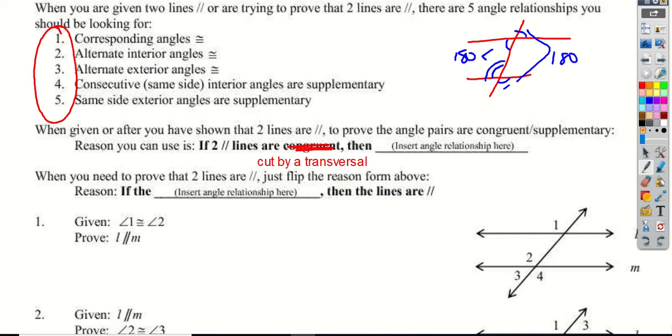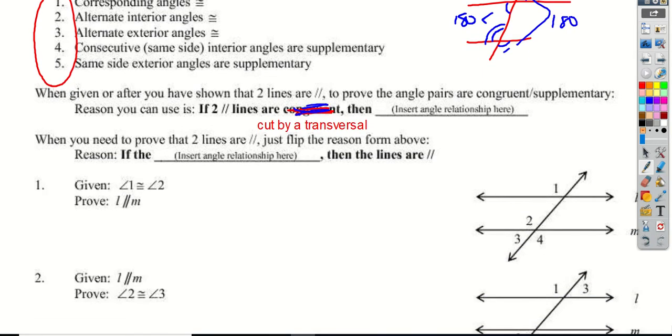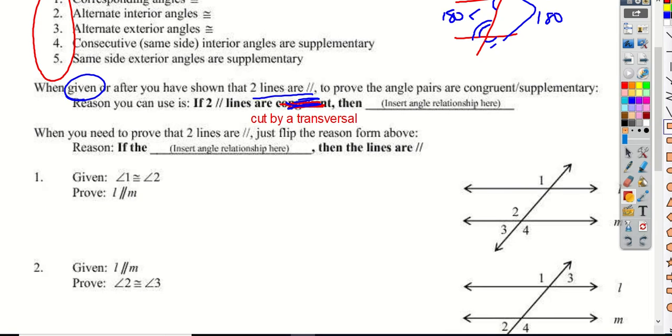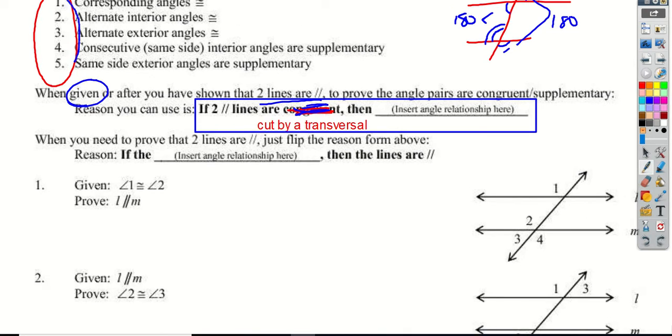So let's see how this works. Now we're going to cross out this word congruent here, and we're going to replace it with cut by a transversal. So if we're given that the two lines are parallel, and we want to prove that other angle pairs are going to be true, we're going to want to use this statement right here. We'll draw a little box around it. So if two parallel lines are cut by a transversal, then, and we're going to insert one of these angle relationships that we just talked about, corresponding angles congruent, or alternate angles congruent, okay?